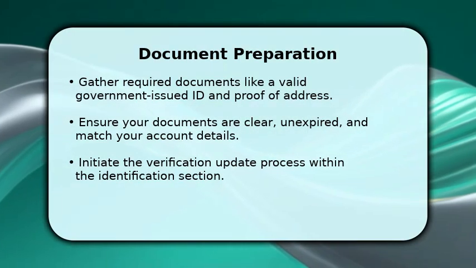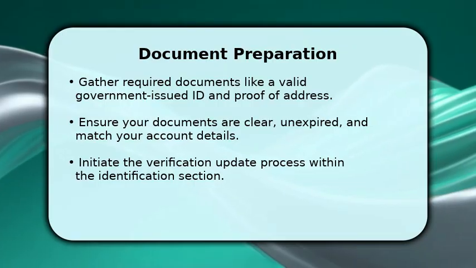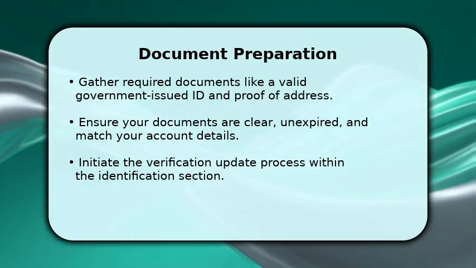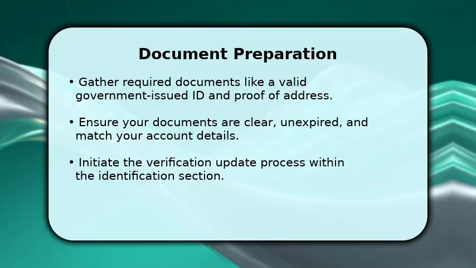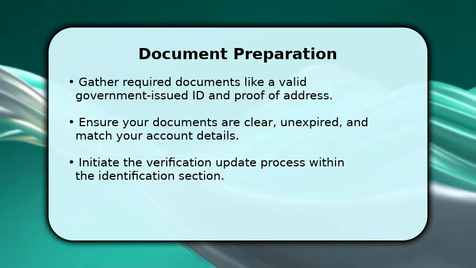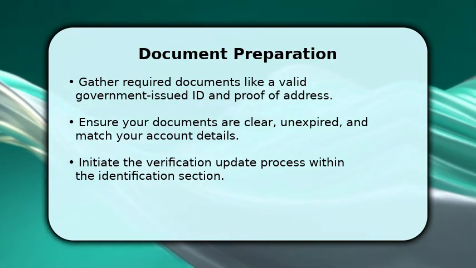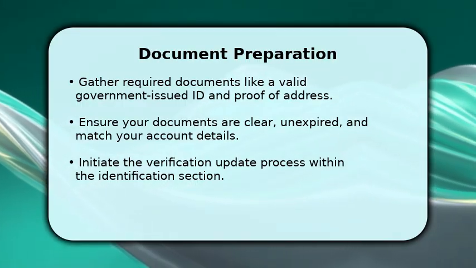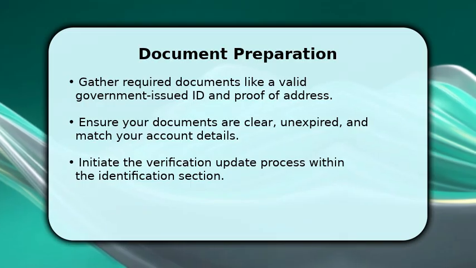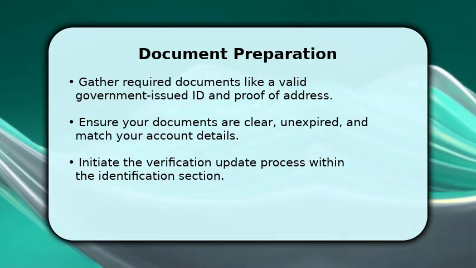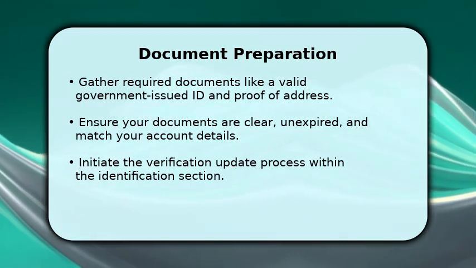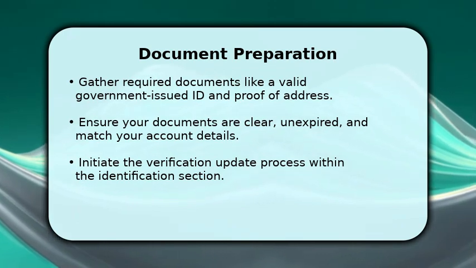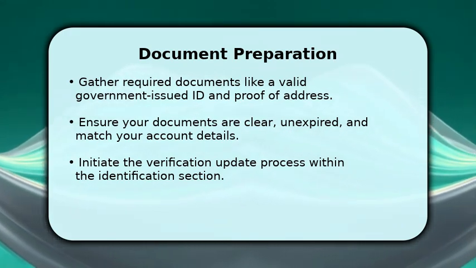Before proceeding, gather all necessary documents. You will typically need a valid government-issued identification, such as a passport or national ID card, and a recent proof of address, like a utility bill or bank statement from the last 3 months. Make sure these documents are clear, unexpired, and accurately reflect the information on your Binance account. Once ready, click the Update Verification or similar button to begin the submission process.